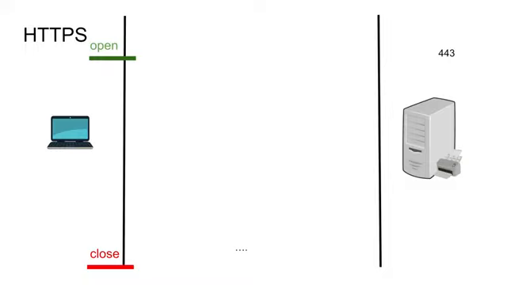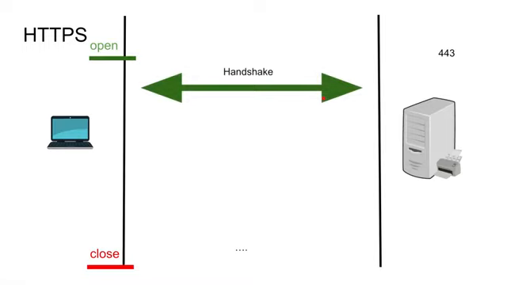Another thing is that there is something that happens before we send the GET request, which is usually called a handshake. The goal of this handshake is for both the client and the server to agree on a key, which is the symmetric key that will be used to encrypt and decrypt. It is the same exact key on the client and the server, and then you can start asking questions.